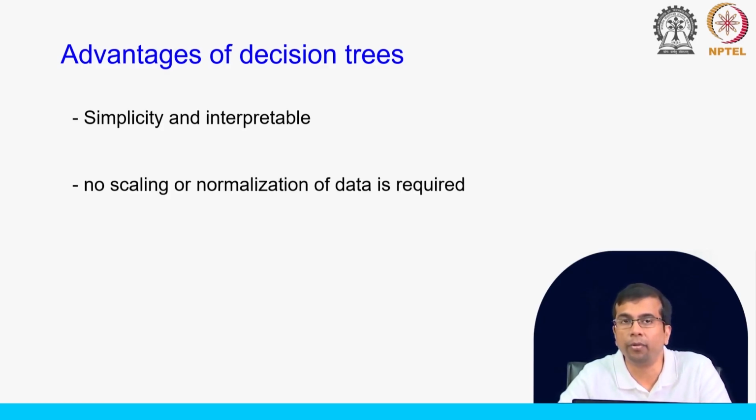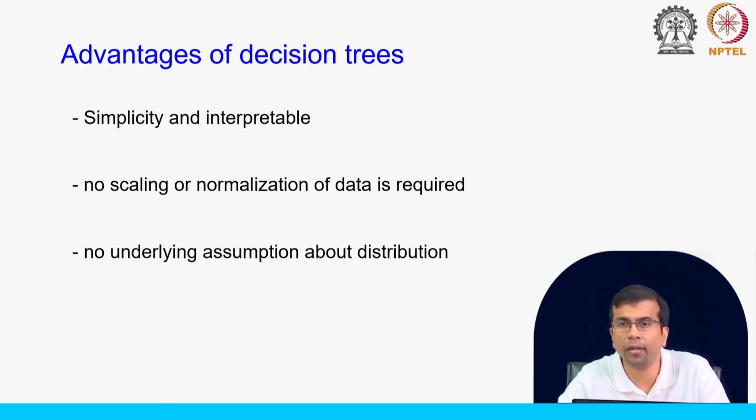The other thing we have noticed is that no scaling or normalization of data is required. This is not important here, because decisions are made on absolute values of these features. There is no underlying assumption about distribution. These models actually do not make any assumption. So, that is very good, you can apply it to any kind of data sets without worrying about the distribution, etc. For linear regression, etc., there are a lot of assumptions.